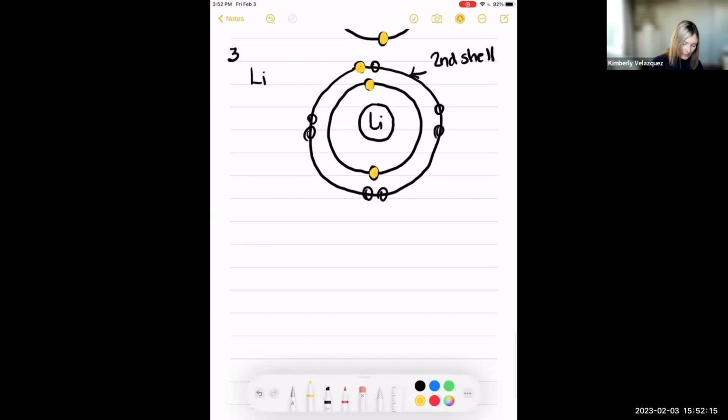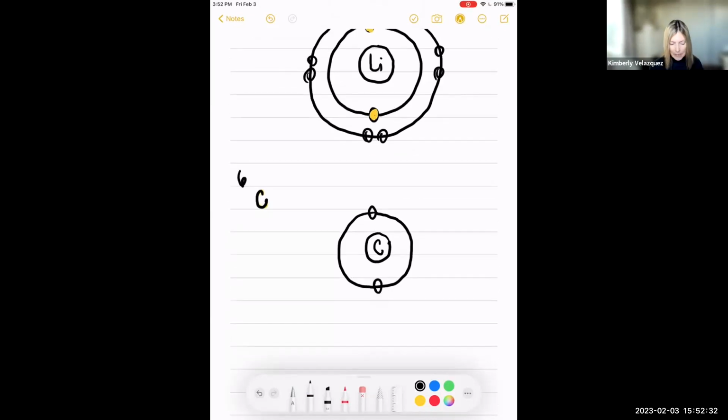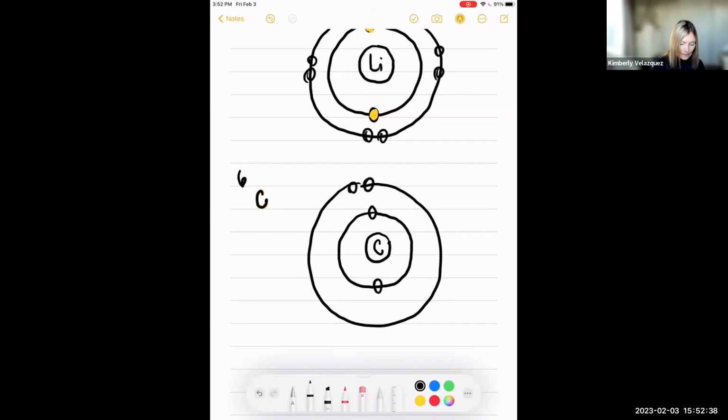Let's look again at carbon. Atomic number 6. I drew this before, but let's do it again. First shell holds a maximum of 2 electrons. The next shell holds a maximum of 8. Carbon's atomic number 6. That means there are 6 electrons orbiting the nucleus of carbon. They're going to fill this first shell. That's 2. That means 4 more out here in the second shell.